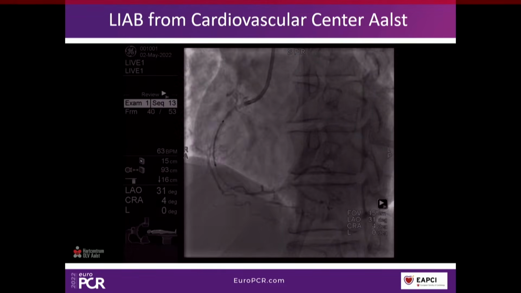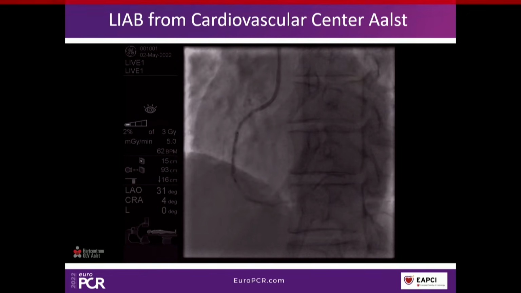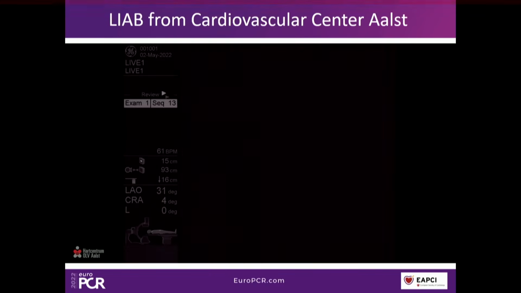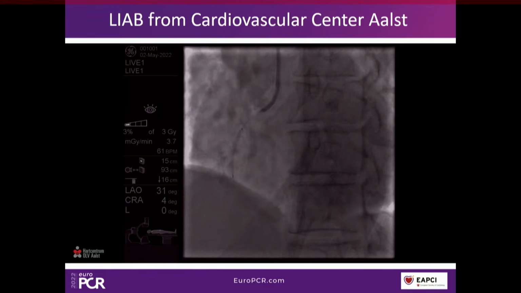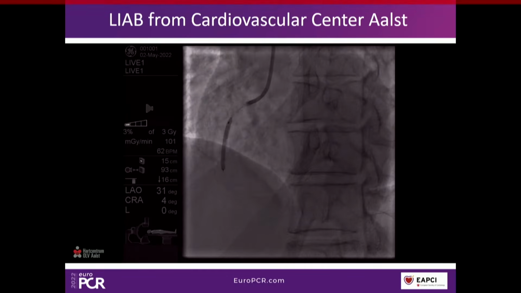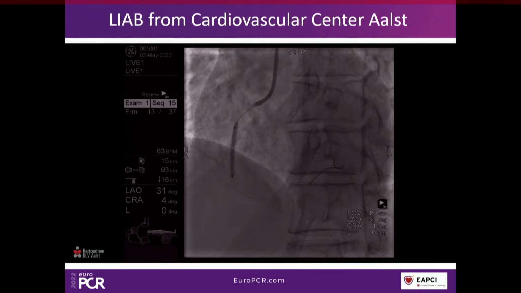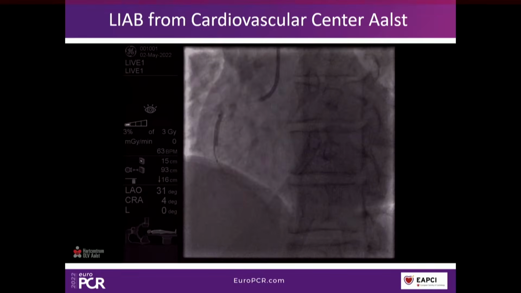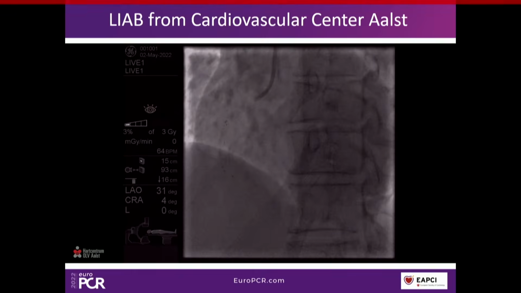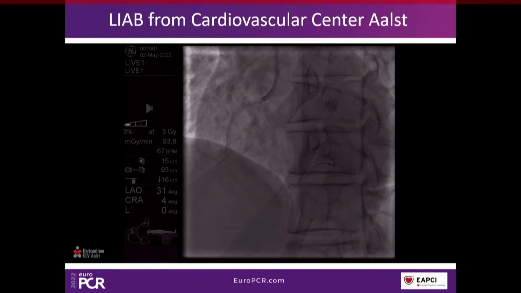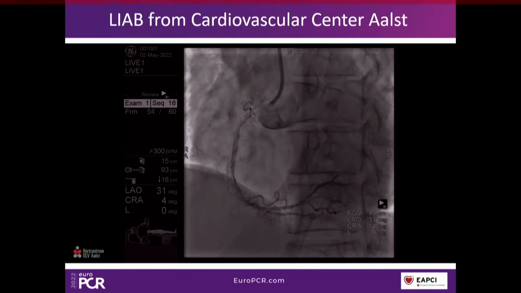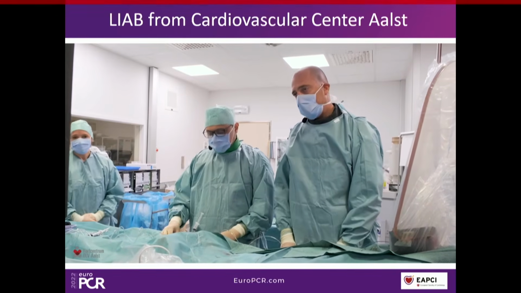Want to see more? I have to go more distal. Okay, I think it's perfect, Jeroen. 40 atmospheres. We have to see this. Some residual disease, yeah, that's everywhere. Good. Let's assess them.